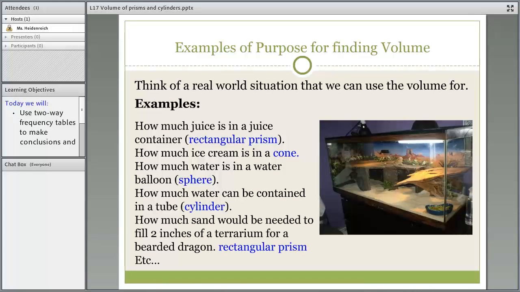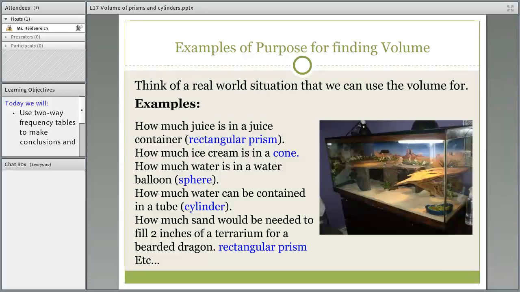And there's a different formula for each shape that we're talking about. So the last two say how much water could be contained in a tube or maybe even in a pipe. That would be like a cylinder. And how much sand might be needed to fill 2 inches of a terrarium so that you could put an animal like a bearded dragon in there. That would be like a rectangular prism.